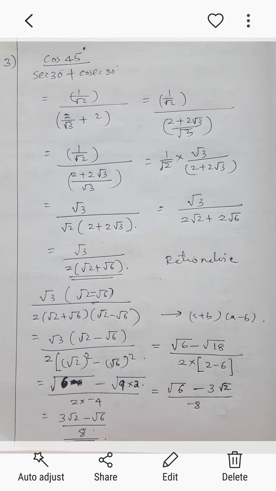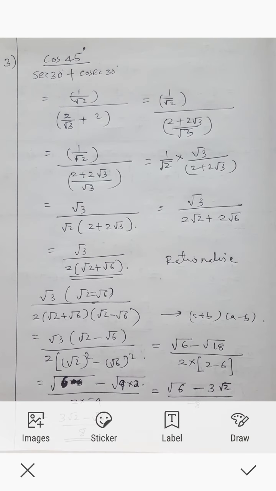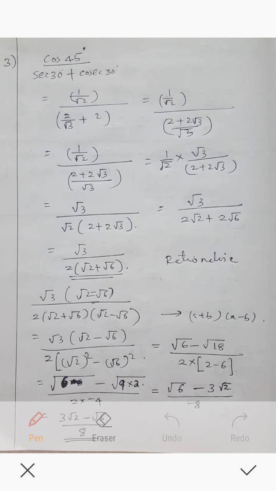Next one. Evaluate cos 45 degree divided by sec 30 plus cosec 30. So cos 45 is 1 by root 2. Sec 30 is 2 by root 3 plus cosec 30 is 2. Now we have substituted the values here. Now we have to simplify. 1 by root 2 is 1 by root 2 only. Then denominator 2 by root 3 plus 2.